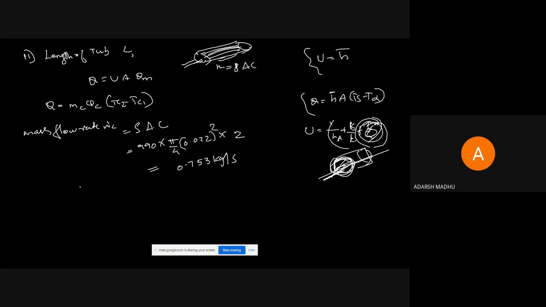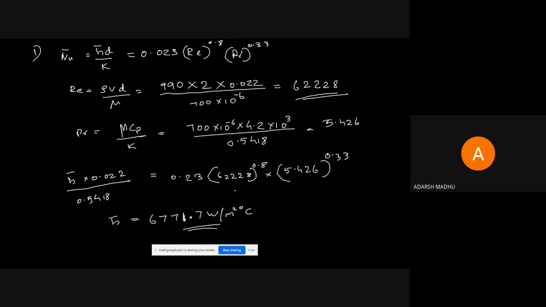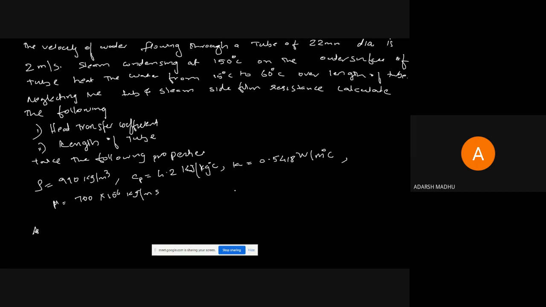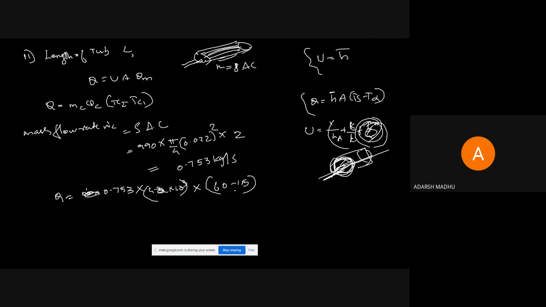Thereafter Q can be found by Q equal to m dot into Cp into the temperature difference, Tc2 minus Tc1. Cp is given as 4.2 into 10 power 3. Water goes from 15 to 60, so Tc2 minus Tc1 is 60 minus 15, that value is 45.